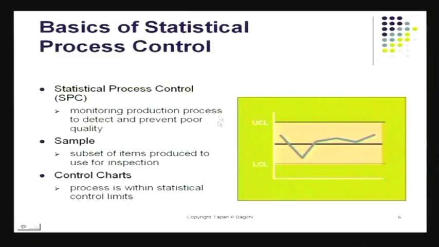This device is called the control chart, and the goal of this chart is to try to help us keep the process within control limits, or within its natural variation.